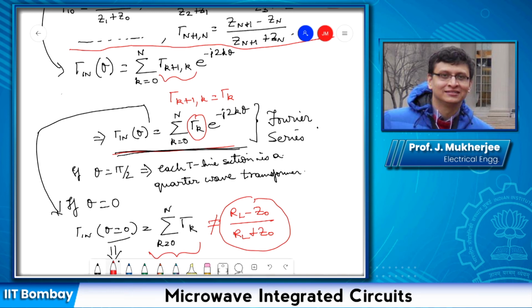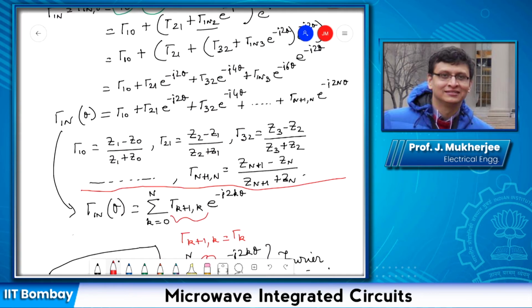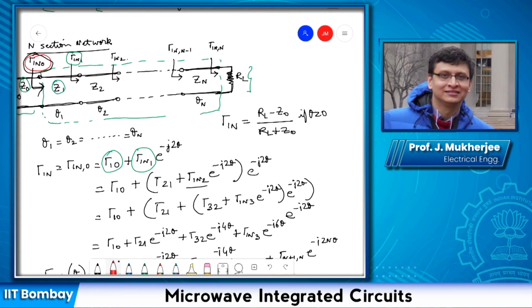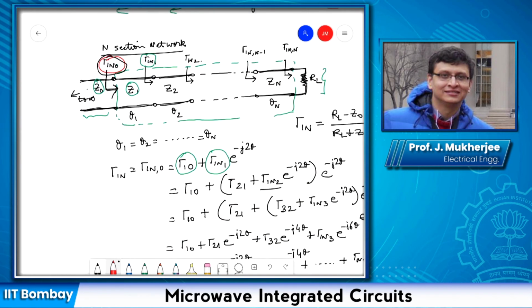But the thing is, after this derivation, even though we have found this expression, it doesn't help us much in synthesizing the n sections. What I mean is, we started with these n sections, this circuit, and we obtained an expression for this gamma in terms of the characteristic impedances and the load impedance.